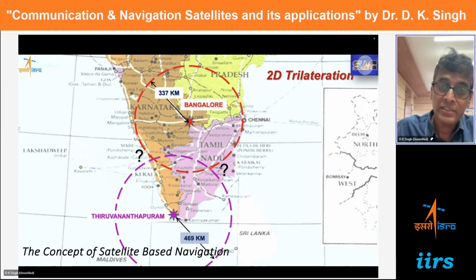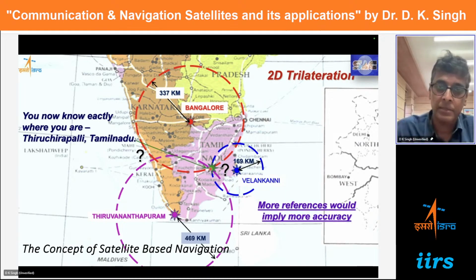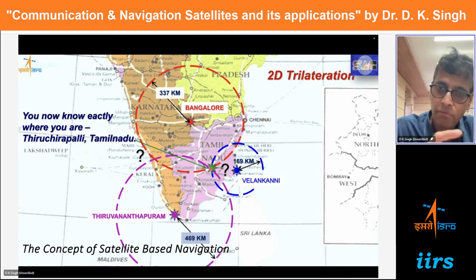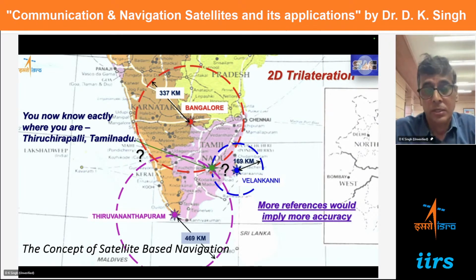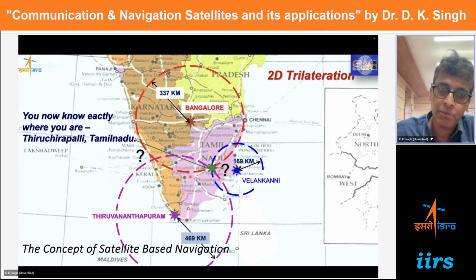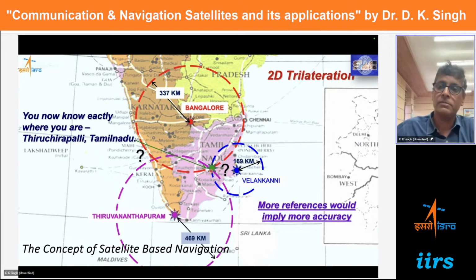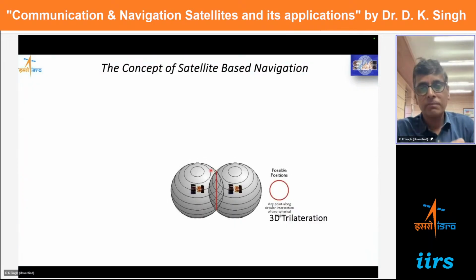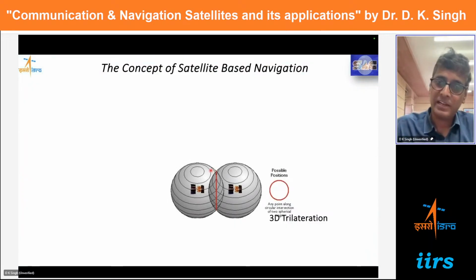So to know the exact location, I have to make another statement that it is 169 kilometers from Velankeri. So this is the location which is the intersection of these three circles. So now if I am able to make my position measurement with respect to this point and this point, I will be able to calculate my location here. So the same thing is done in 3 dimensions by satellite.